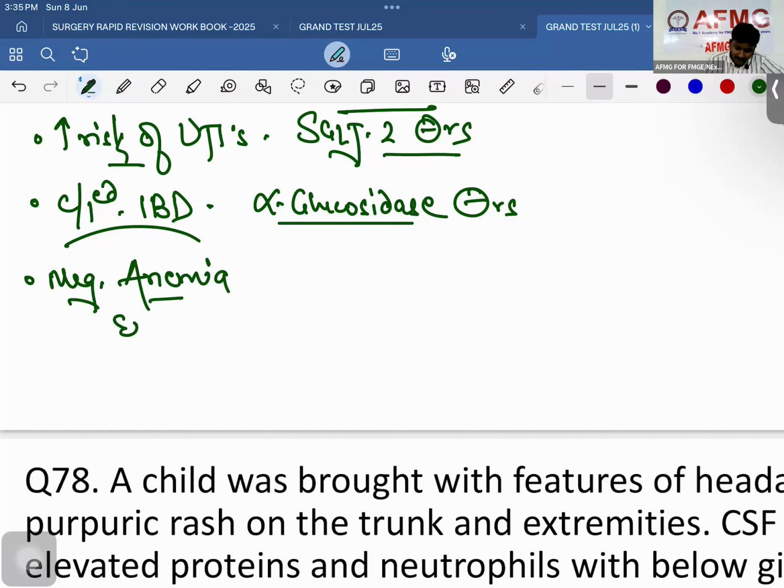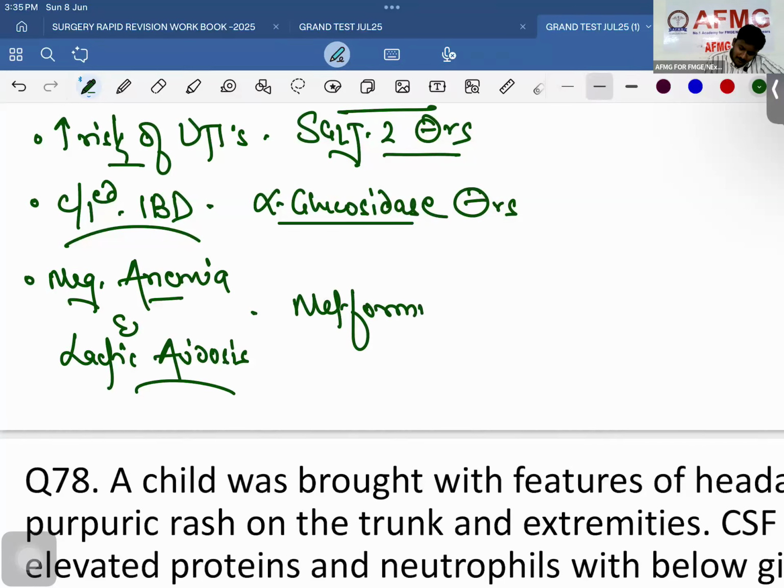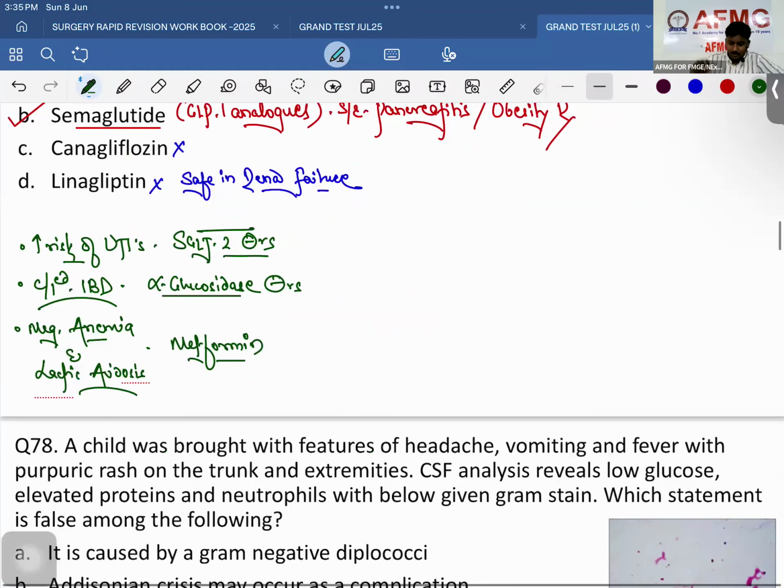Yes, megaloblastic anemia and lactic acidosis definitely are the side effects associated with the drug of choice for type 2 diabetes mellitus, nothing else but your metformin, beta. Metformin is known to cause megaloblastic anemia and lactic acidosis. That is what is important to be remembered. No issues with this, anybody?